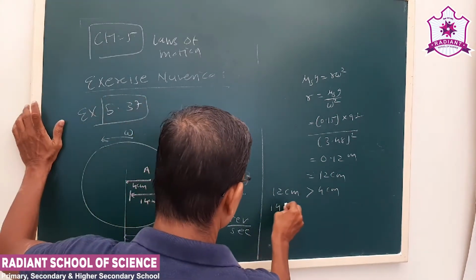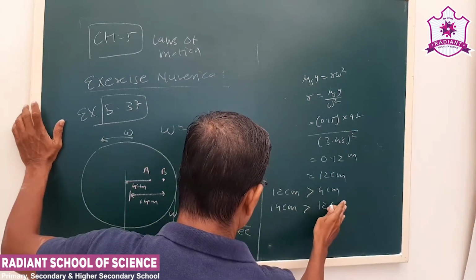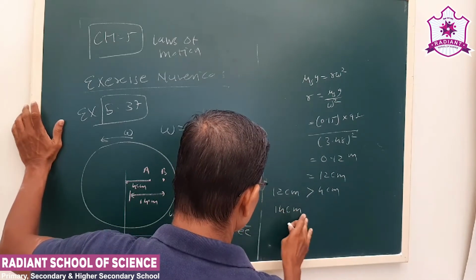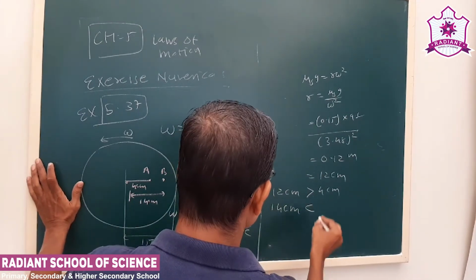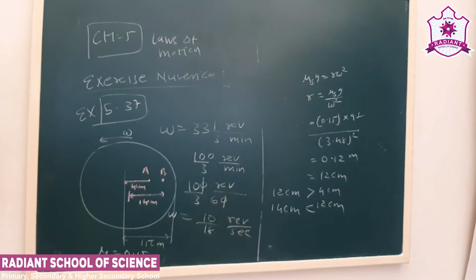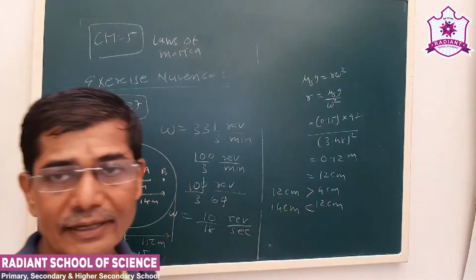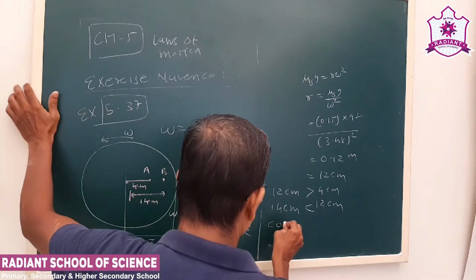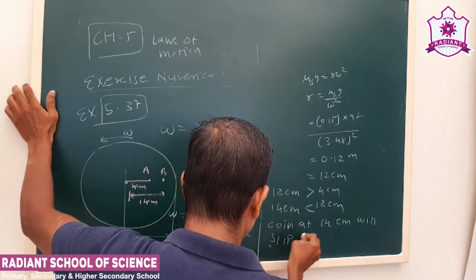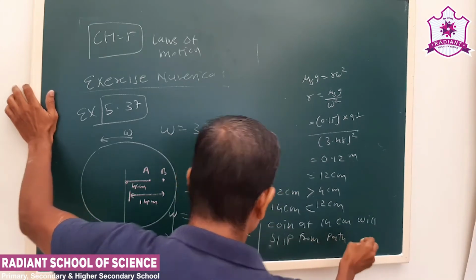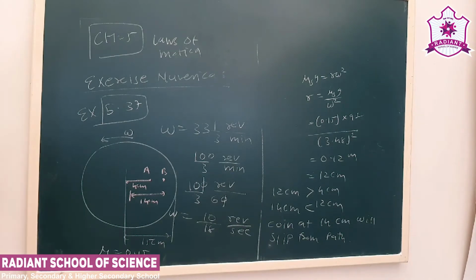And see the second coin, at 14 centimeter, which is more than the permissible limit of 12 centimeter radius, so that coin will slip off from the disc. So this is about exercise number 5.37.